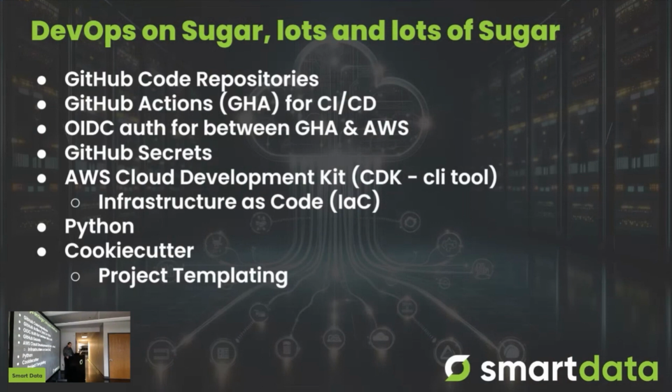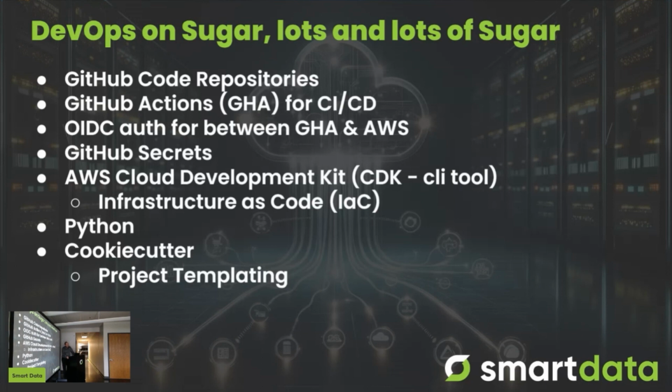All right, so a quick overview of the tools we are using for building and deploying the pipelines, and then Bob Jones is going to come and give us more detail on the technologies that we've used here and dig into that. As mentioned before, we're using GitHub for our code repositories, and GitHub Actions is going to be our CI/CD technology. We're using OIDC authentication between GitHub Actions and AWS. We're using GitHub Secrets as well.